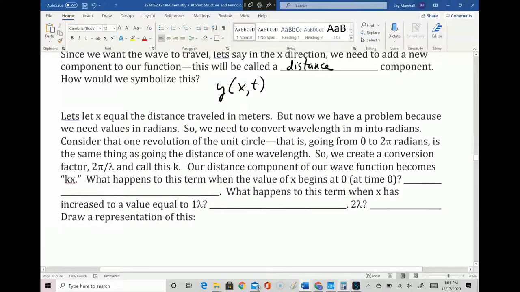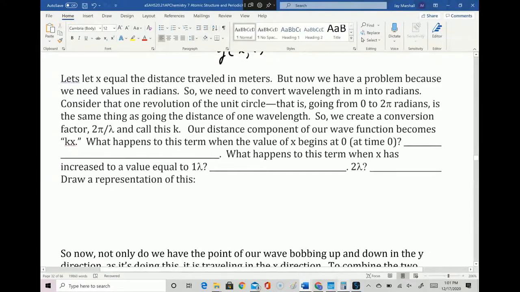Okay, and here's where it gets a little sketchy. Let's let x equal the distance traveled in meters. Okay, that makes sense. Our wavelength is in meters or parts of meters, right? Nanometers or whatever it is, our wavelength's in meters. But now we have a problem because we need values in our function in radians. We're dealing with radians, so we're going to have to convert meters into radians.